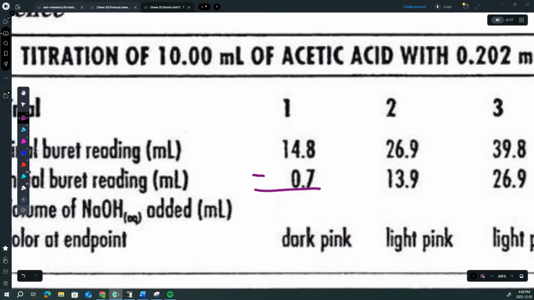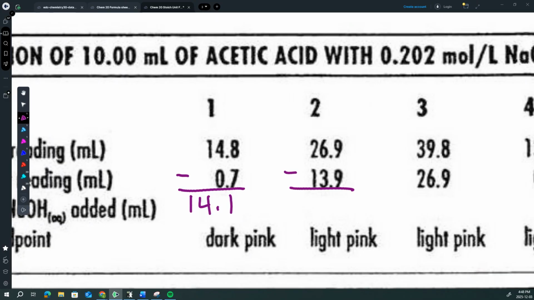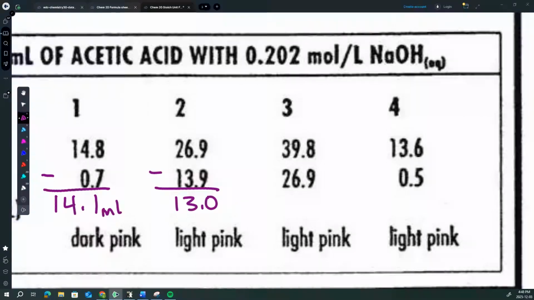So 14.8 subtracted by 0.7, that's going to give us 14.1 milliliters. Let's do the same for trial number 2. So 26.9 subtract 13.9, that's going to give us 13. And these are all milliliters. Okay, 39.8 subtract 26.9, that's going to give us 12.9. And then trial number 4, 13.6 subtract 0.5, that's going to give us 13.1.